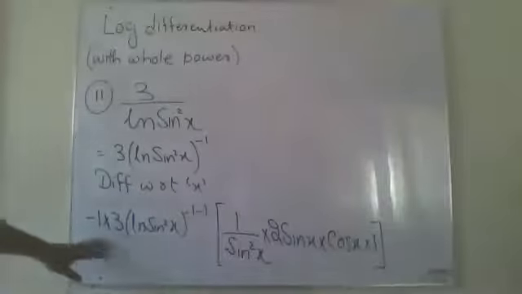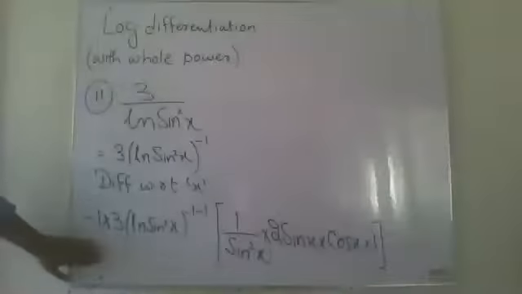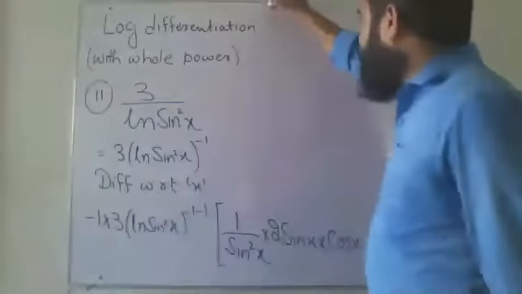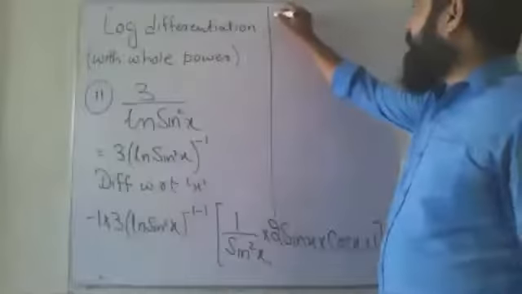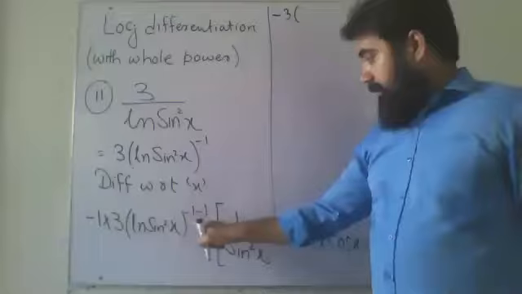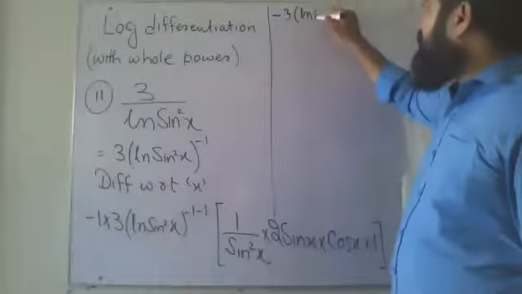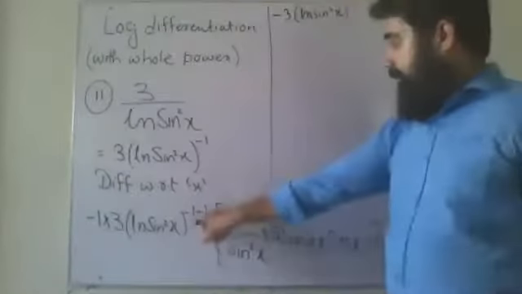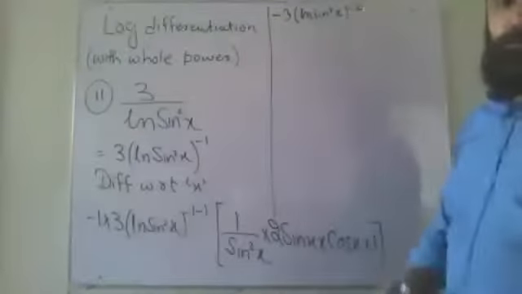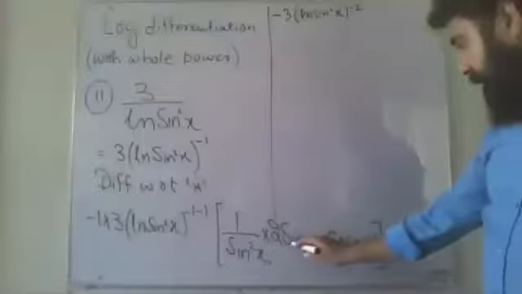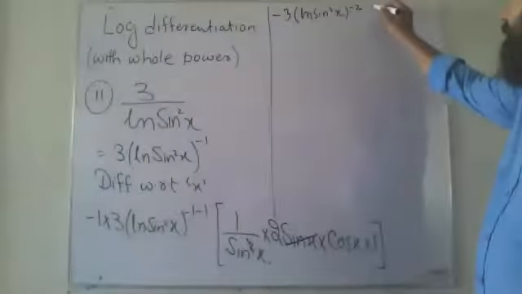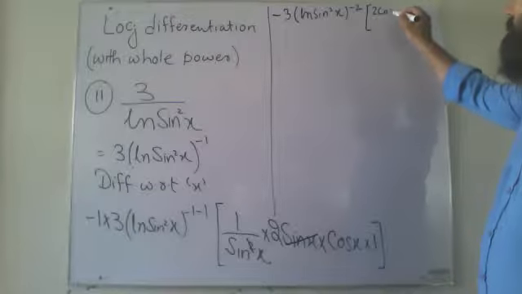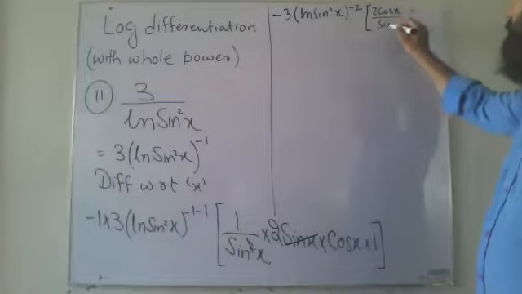Now I'm going to simplify this thing. So what will be my simplification? First of all, minus 1 multiplied by 3 will be minus 3. Then (ln sine square x) with power minus 1 will become minus 2. Okay. After that, see, sine x and this power of 1 can be cancelled. So what will remain over here? It will be 2 cos x over sine x.